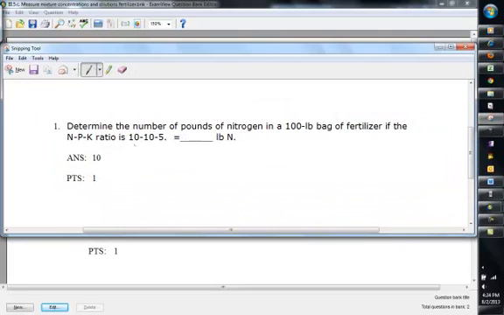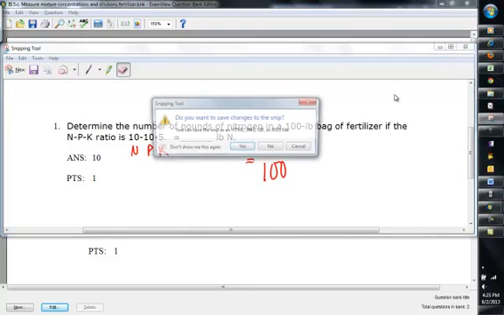So this would be the nitrogen. This is the phosphorus, and this is the potassium. So if there's a 100-pound bag, and the ratio is 10 to 10 to 5, those three add up to 25 pounds. No, I'm sorry. In a 100-pound bag, there would be, that's easy, just 10, because there's 10 pounds per 100 pounds, or 10%. So it'd be 10 pounds of nitrogen.